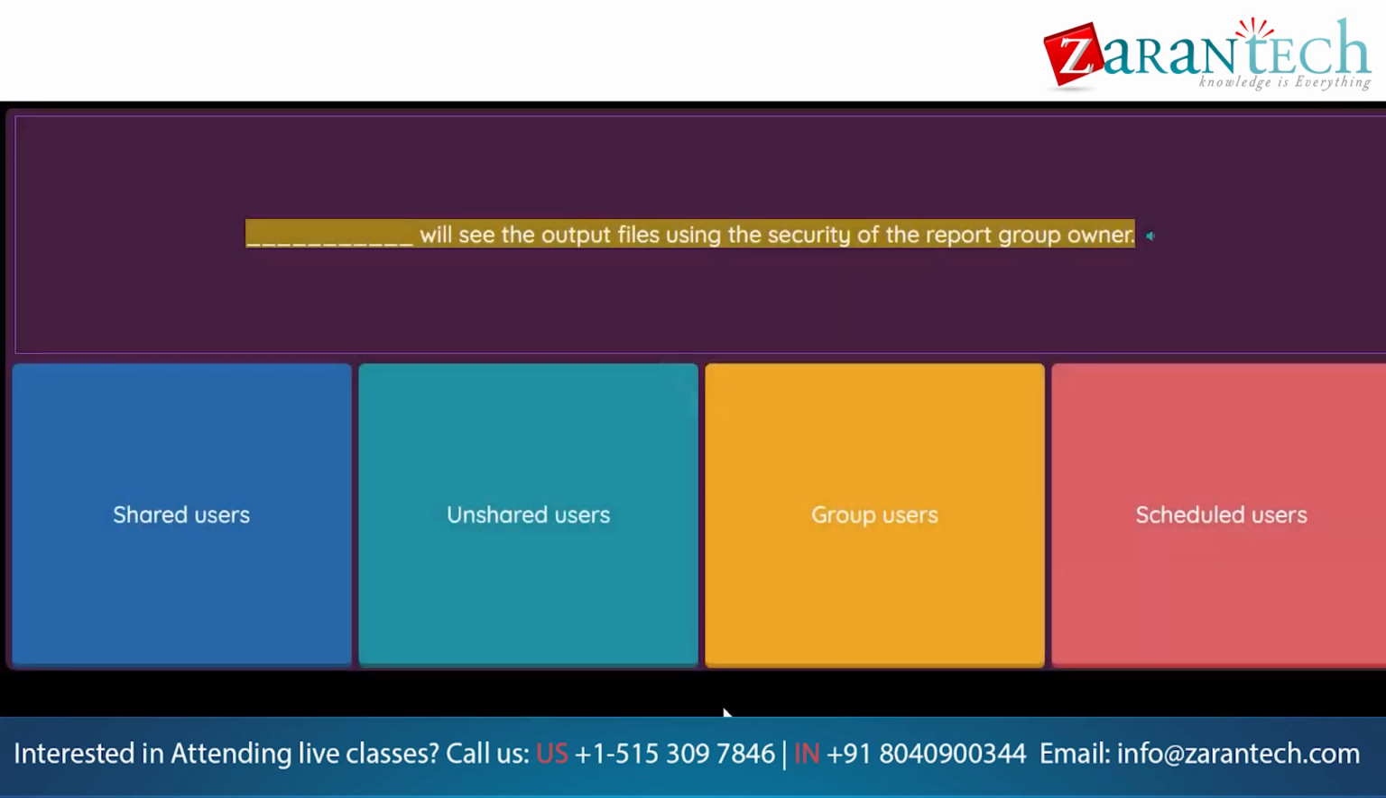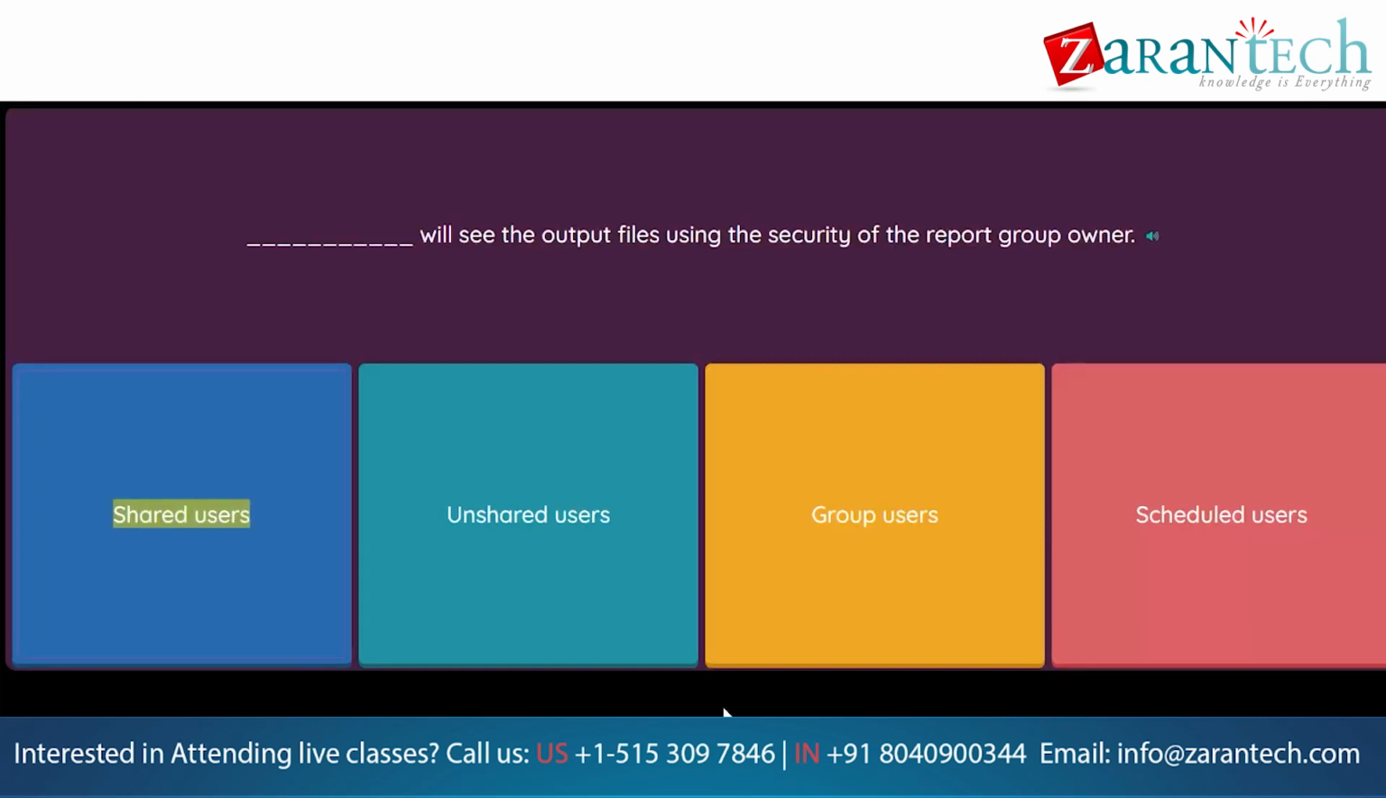Question, blank will see the output files using the security of the report group owner. Option 1, shared users. Option 2, unshared users. Option 3, group users. Option 4, scheduled users.